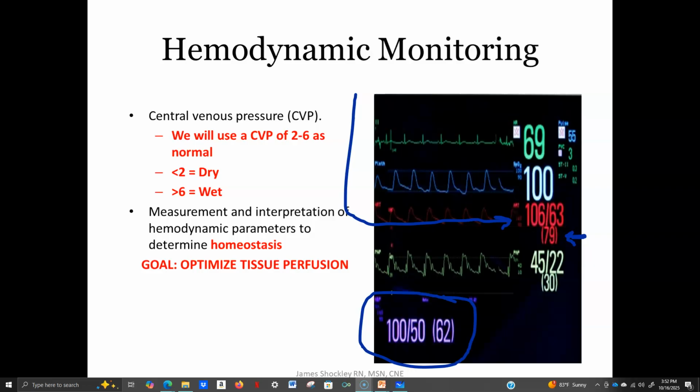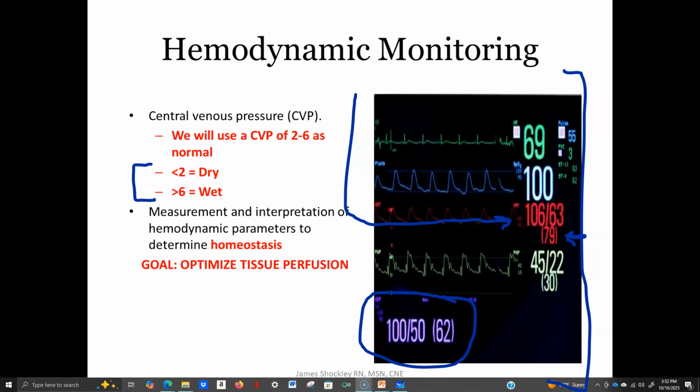The other piece of this information that we have is this central venous pressure. Now, none of this relates to my central venous pressure. It's basically that catheter. We said it's going to be inserted into the right atrium, and it's going to tell me about preload. So that's volume. So I get information about the volume and the stretch of the ventricles. We're going to use the numbers 2 and 6.